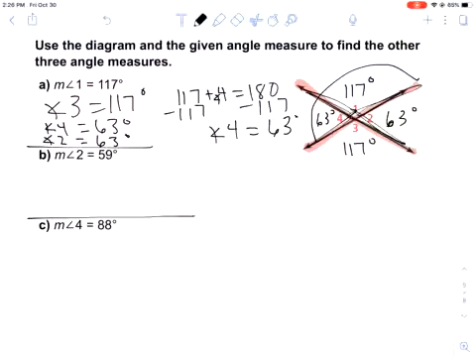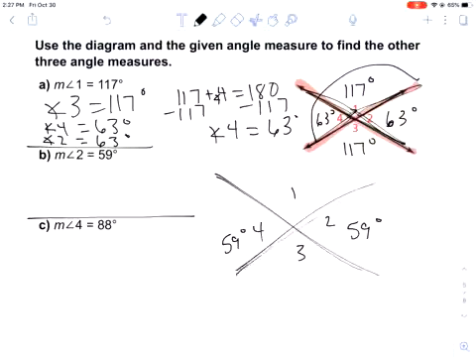All right, let's look at another one. We'll do the same picture, 1, 4, 2, 3. This time we know this is 59. Well, that means angle 4 has to be 59 because these are vertical angles.